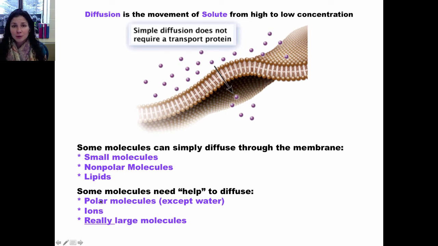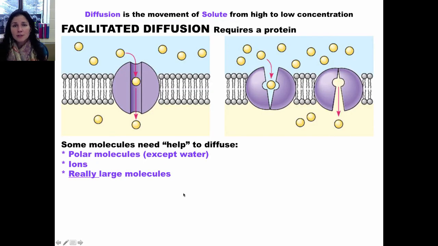They still can diffuse, perhaps, if they are offered a way to get from one side to the other. If they don't need help, this is called simple diffusion. But if they're still traveling from high concentration to low concentration, but they fall into the category here where they need some help, this is called facilitated diffusion. It's still diffusion because it's the movement of solute from high concentration to low concentration.